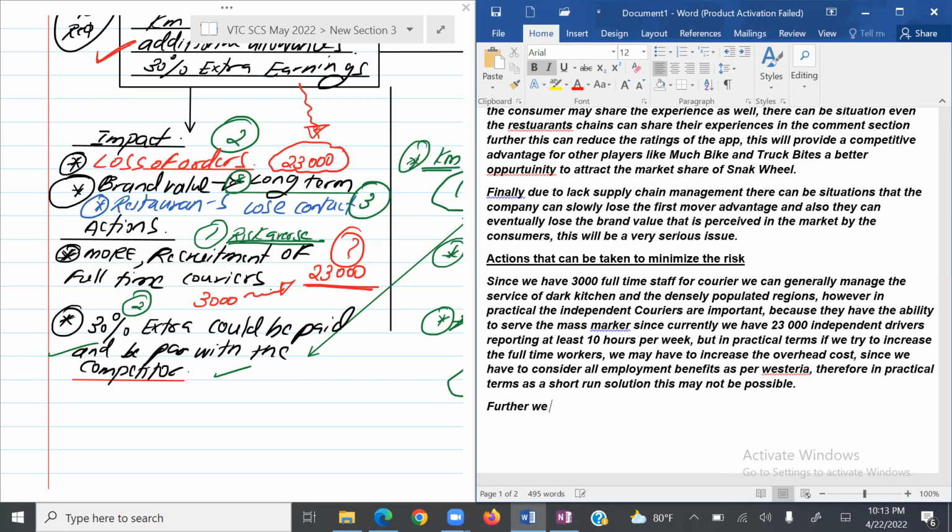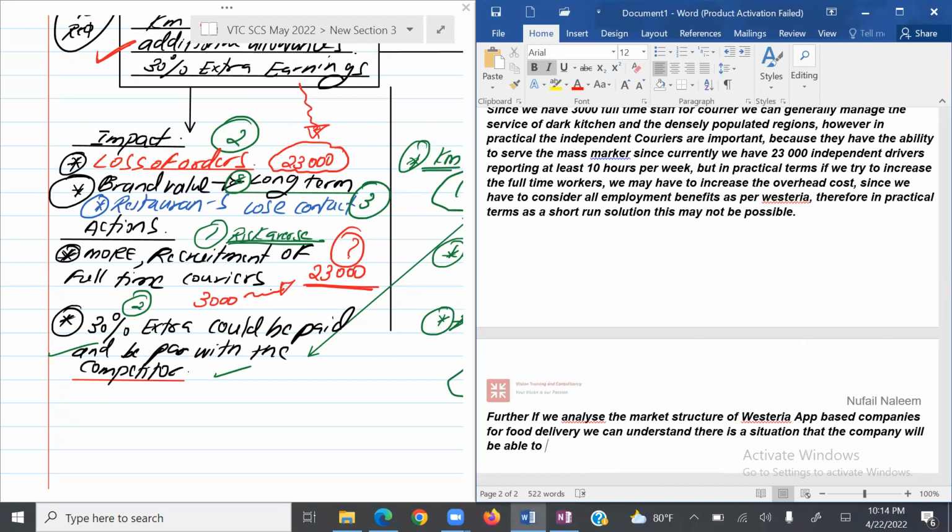Further, if we analyze the market structure of West area app-based companies for food delivery, we can understand there is a situation that the company will be able to manage with the options provided by the competitors.